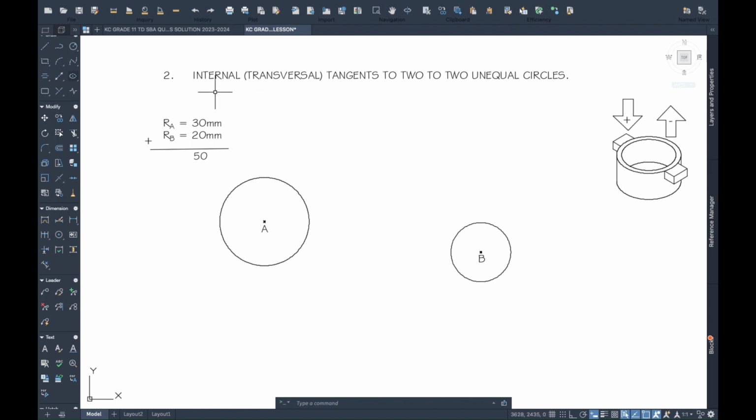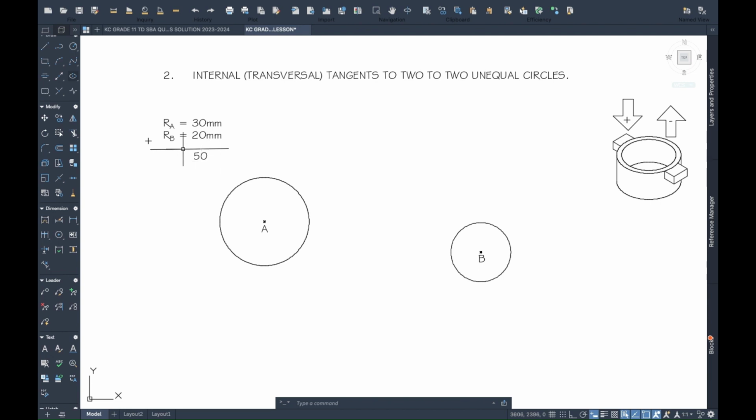Since we want an internal tangent, that means we're going to go in, which means we are going to be adding. So the sign that we're going to be using is addition. In this case, we're going to add the radius of B plus the radius of A. When we add the radius of B plus the radius of A, we get 50. All right, I just want you to understand that.